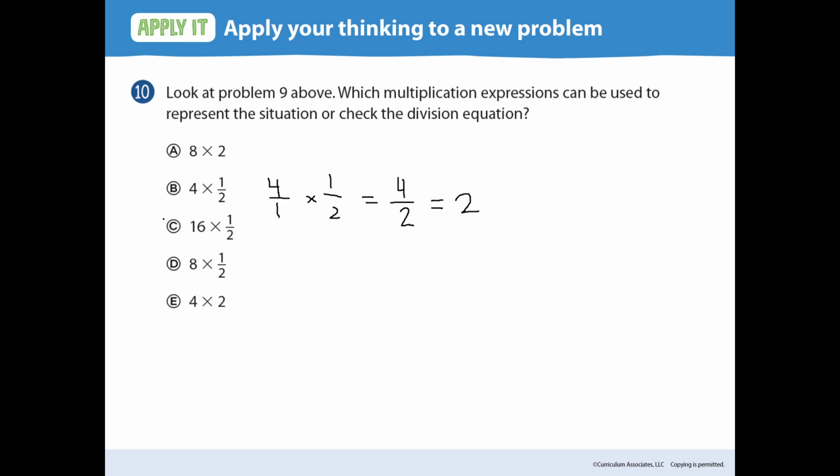Let's look at C. 16 times 1/2. Well, there's our 16 again. There was no 16 in the problem, so we know that that one doesn't work either. 8 times 1/2. So 8 over 1 times 1/2, 8 over 2, which is equal to 4. Now that one makes sense because there were 4 pieces of paper, and the 4 divided by 1/2 equals 8 if we look at that backwards, or the inverse. So I'm going to bubble in D.